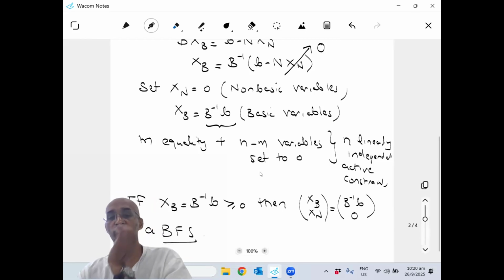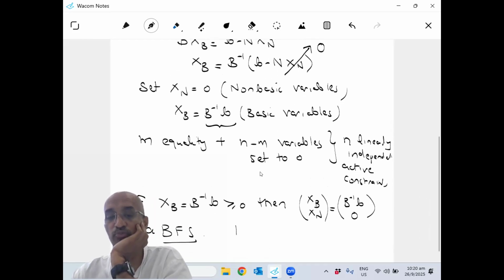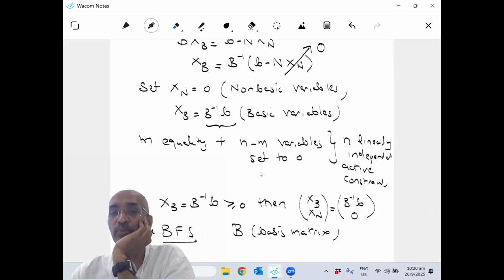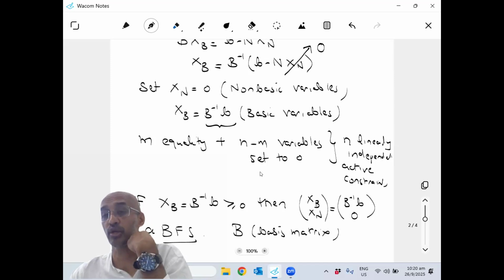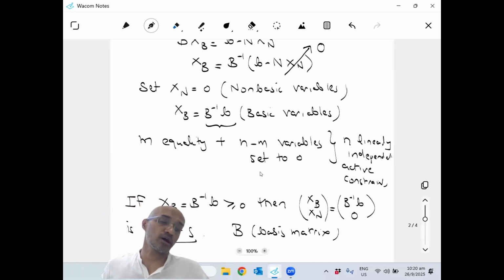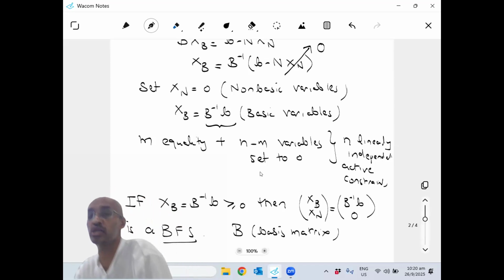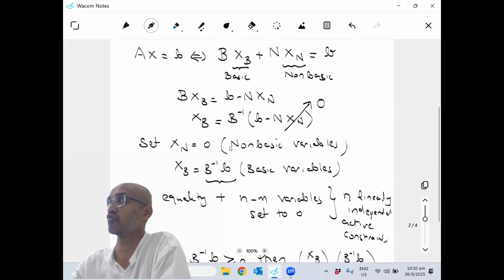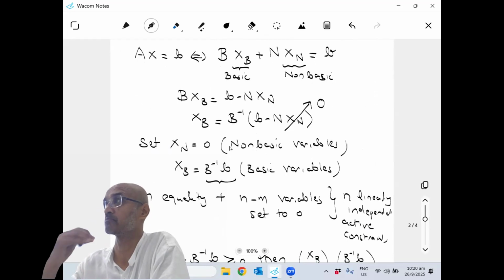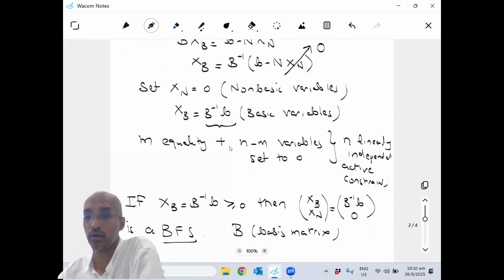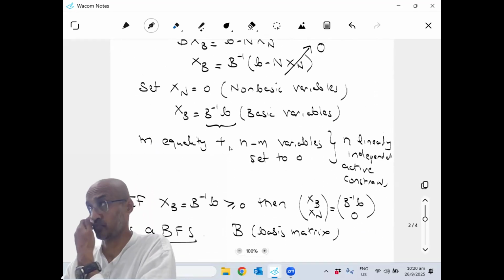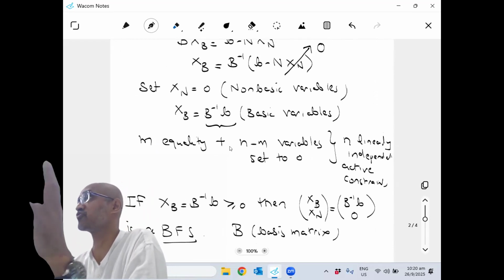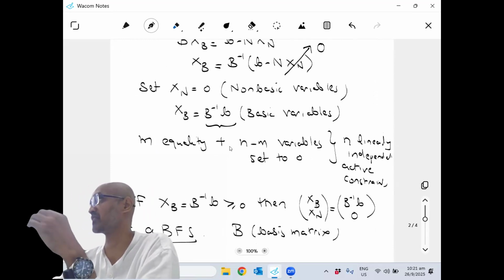Okay. This matrix B, there's a name for this. B is called the basis matrix. And of course, XB is the basic variables and XN is the non-basic variables. So the idea of a basic feasible solution, we are just contextualizing it for a standard form LP. Was that clear? I will show an example just to make it concrete. We'll do it with an example.